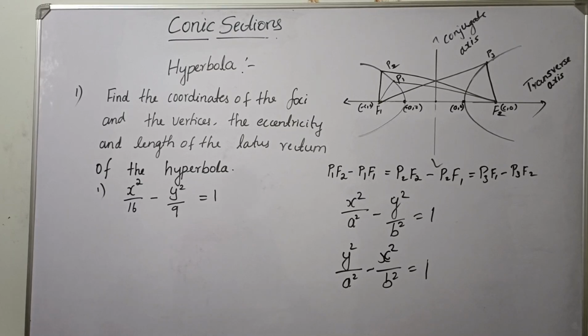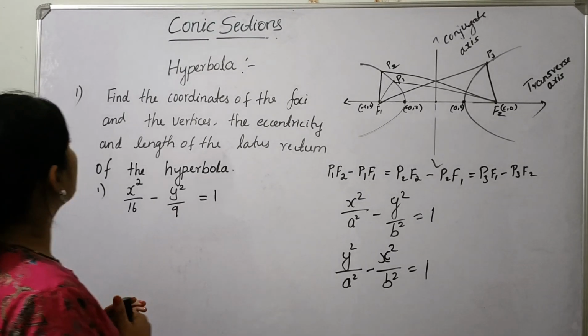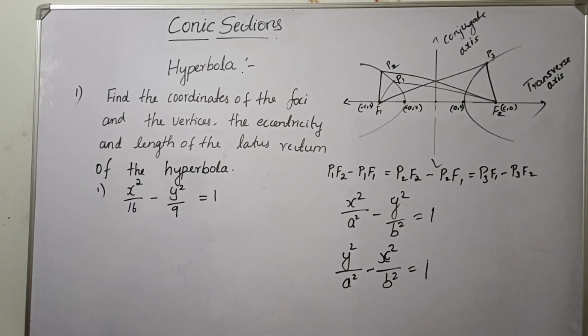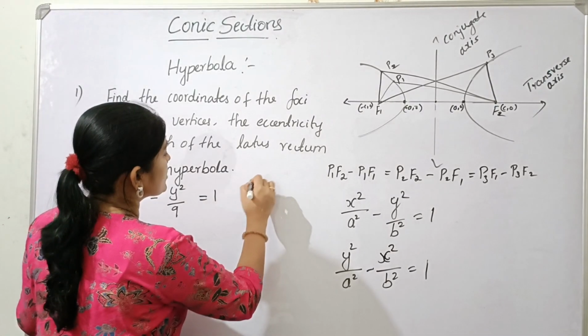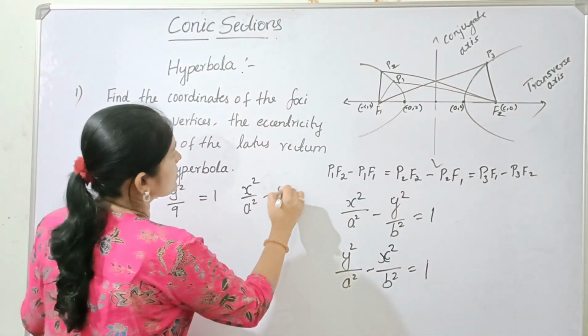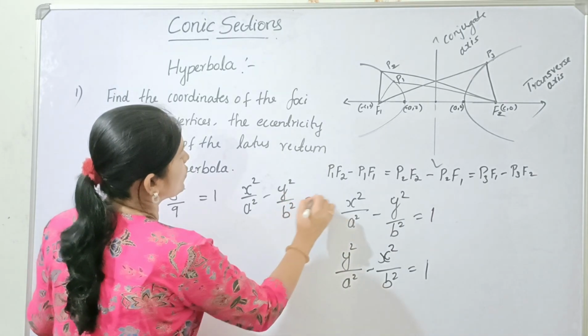Now let us go through some questions of hyperbola. First question: find the coordinates of the foci and the vertices, the eccentricity and length of the latus rectum of the hyperbola. The equation of the given hyperbola is x square by 16 minus y square by 9 is equal to 1. It is of the form x square by a square minus y square by b square is equal to 1.